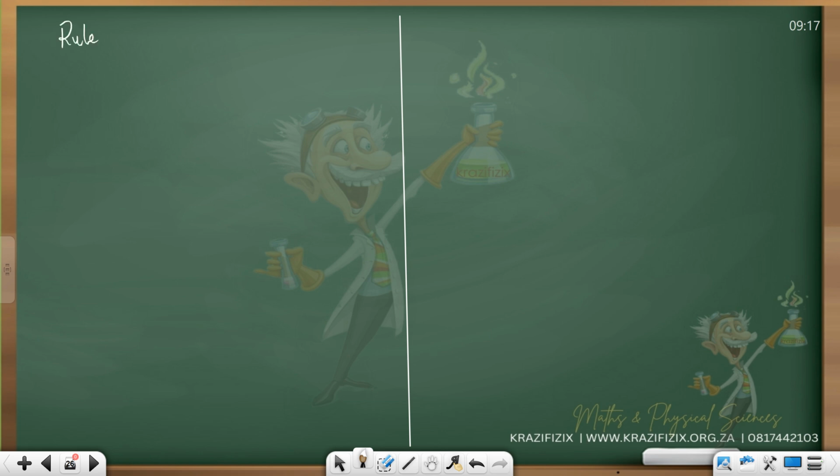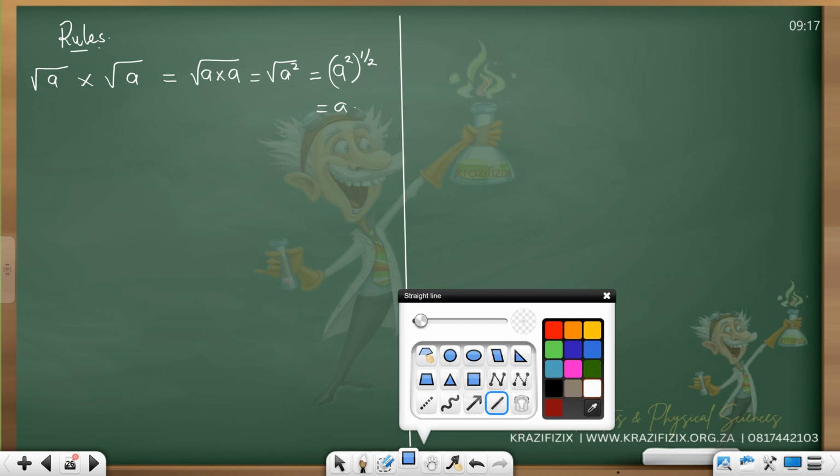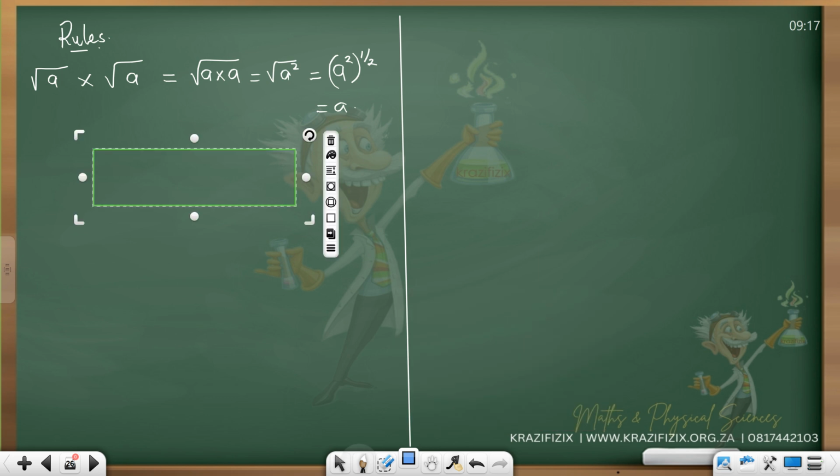Okay, so rules. Root of a times root of a will be root of a times a, which is root of a squared. This simply means a to the power 2 and square root is to the power half. So our first rule is this: root of a times root of a is a. Rule number 1.